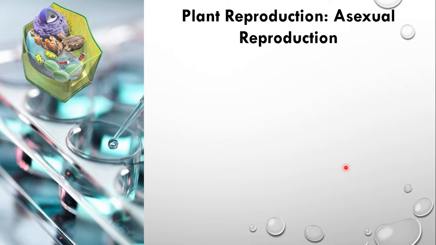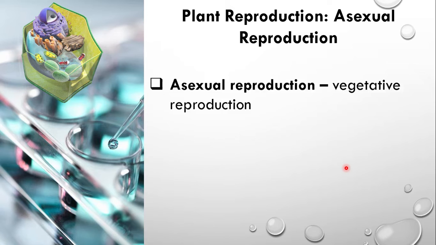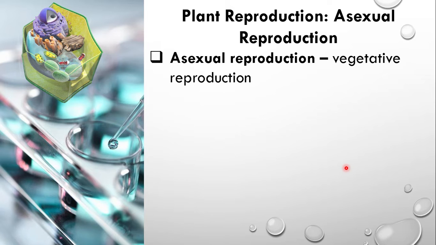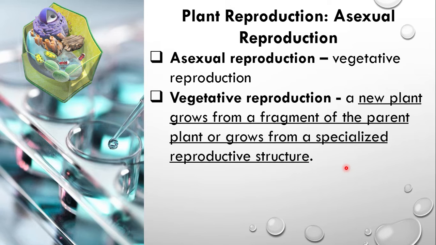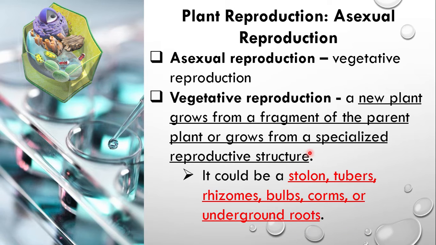Now, let's talk about asexual reproduction in plants. Kay kaina, we talk about sexual no, nga reproduction. Katong pag-meet sa pollen o sa ovule sa kini ang angiosperm at saka yung gymnosperm. Okay? So, asexual reproduction is other kini ang name for asexual reproduction sa mga plants is vegetative reproduction. So, vegetative reproduction, a new plant grows from a fragment of the parent plant or grows from a specialized reproductive structure. Okay? So, it could be a stolon, tubers, rhizomes, bulbs, corms, or underground nga mga roots.